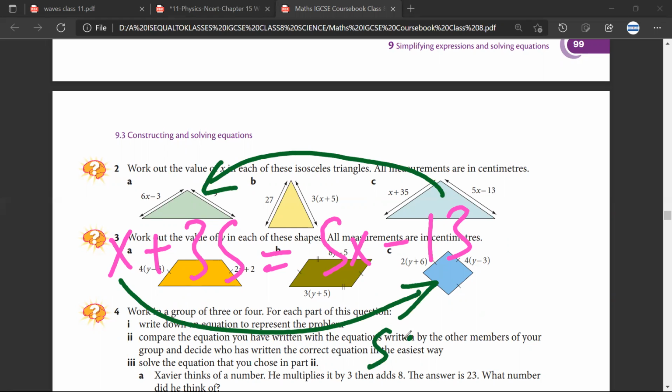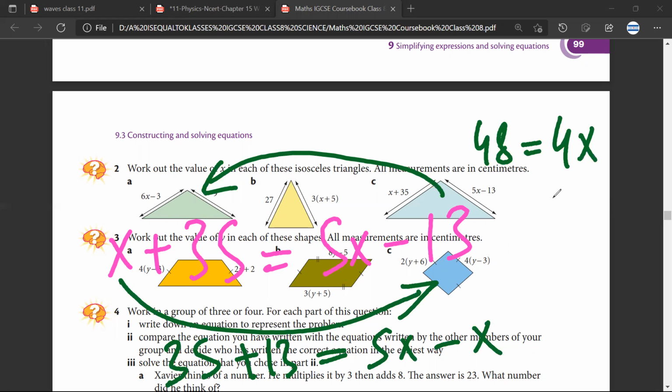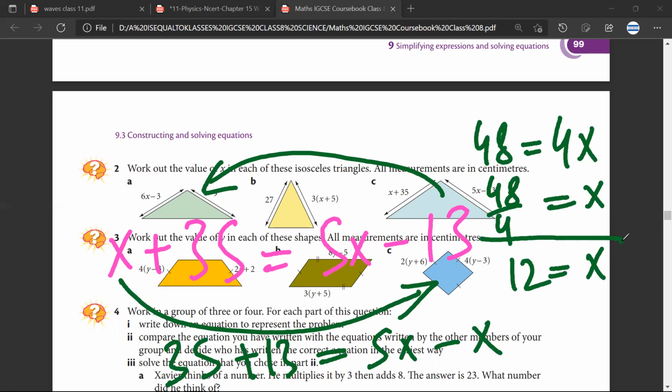So this will become 5x minus x, and this will become 35 plus 13. Sarthak, any doubt? Satya, any doubt? No, sir. So this will be 48 is equal to 4x, and x will be equal to 48 upon 4. x is equal to 12. The same answer. Sarthak, any doubt? No, sir.